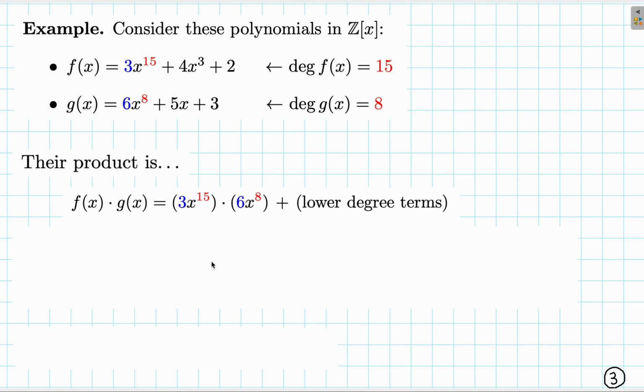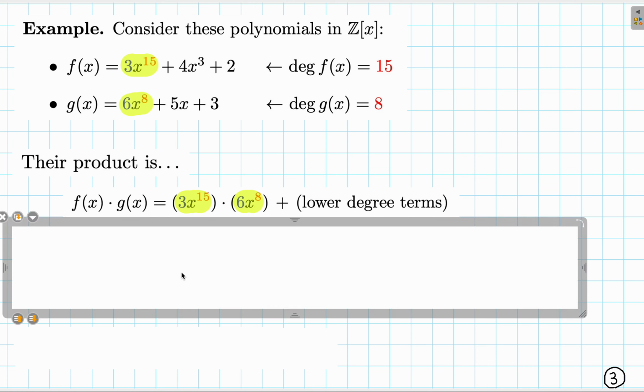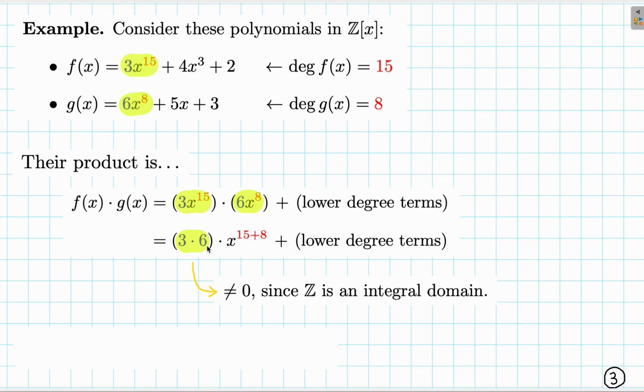Well, here it is. Its leading term will be 3x to the 15th times 6x to the 8th. Those are the leading terms from f of x and g of x. And then plus a whole bunch of lower degree terms. And now let's multiply these two terms together. And we know that the product will be 18 times x to the 23rd, but let's break that down a little bit. So by multiplying the coefficients, we get 3 times 6 times x to the 15 plus 8 using the law of exponents.